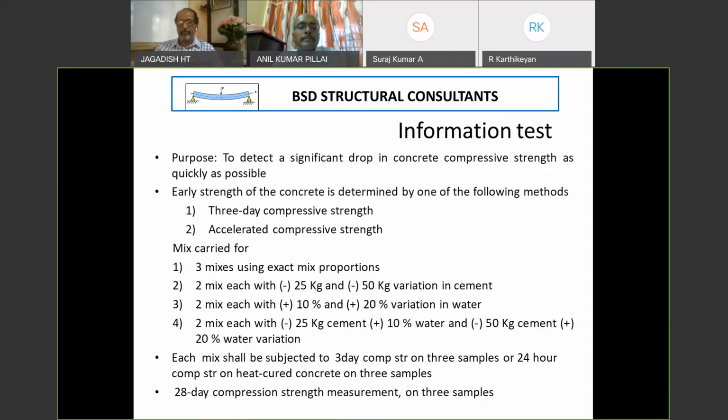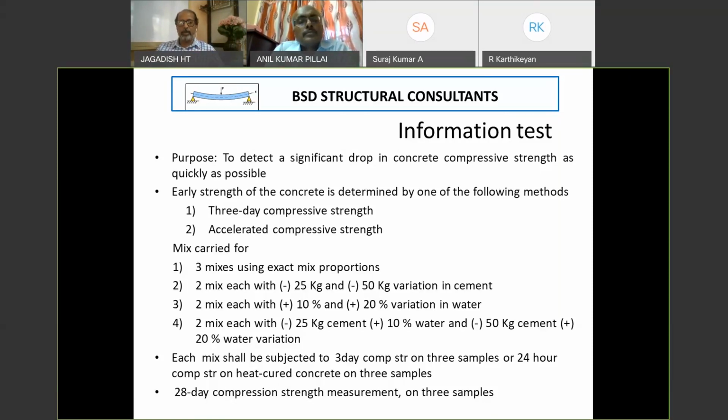Now we find out the compressive strength, the 3-day compressive strength, of each of these mixes. It could be either 3-day, or by using the accelerated curing method, we go for 24 hours also. So we have established the 3-day compressive strength. This data is kept as a ready reference record for us.